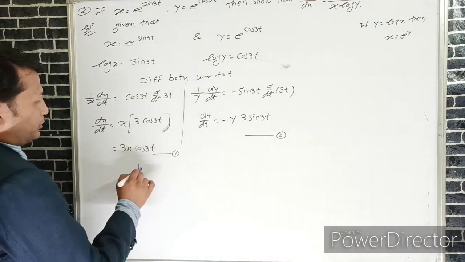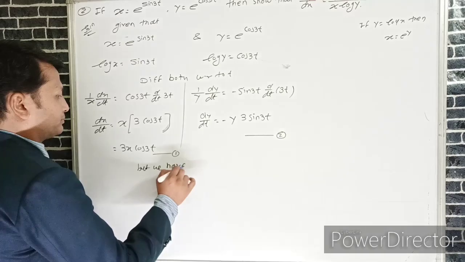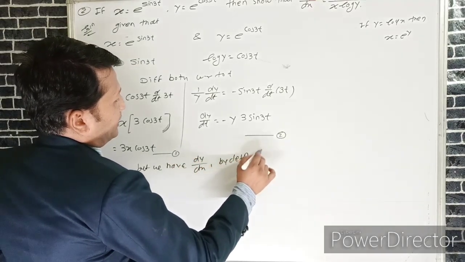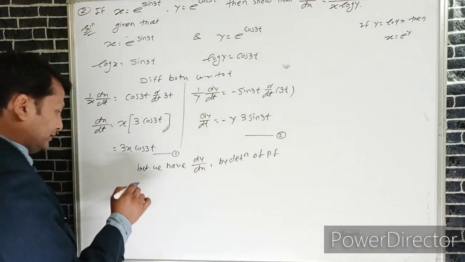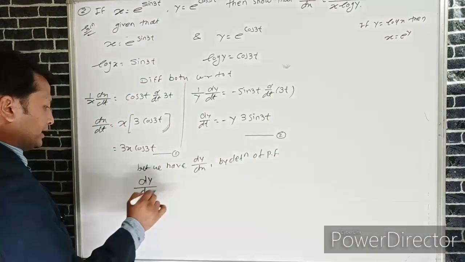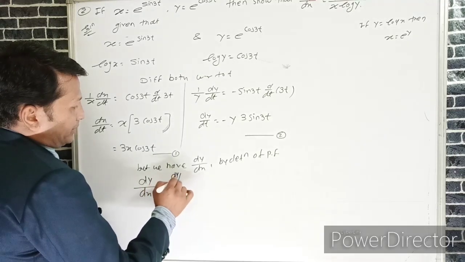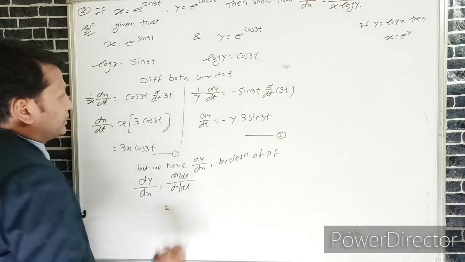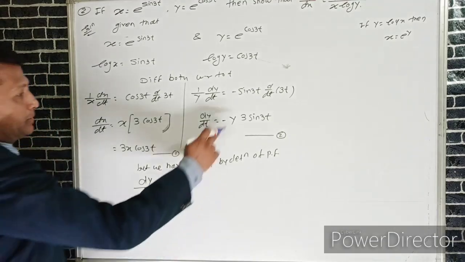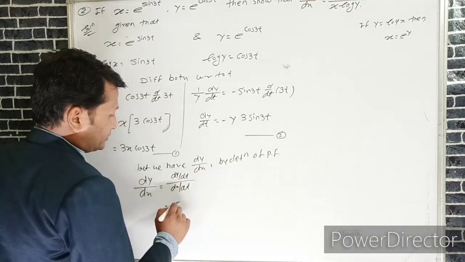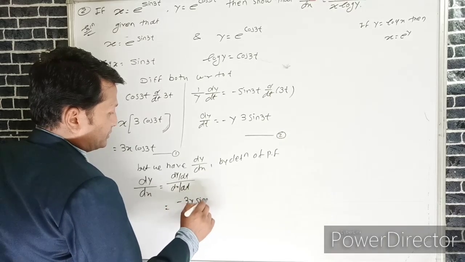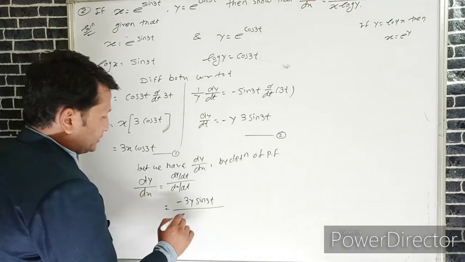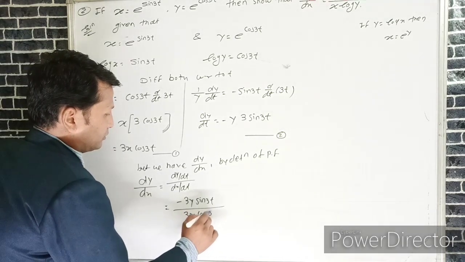Here, but we have to find dy by dx. By the definition of parametric function, we can write dy upon dx is equal to dy by dt upon dx by dt. Here the value of dy by dt is minus 3y sin 3t upon dx by dt, which is 3x cos 3t.